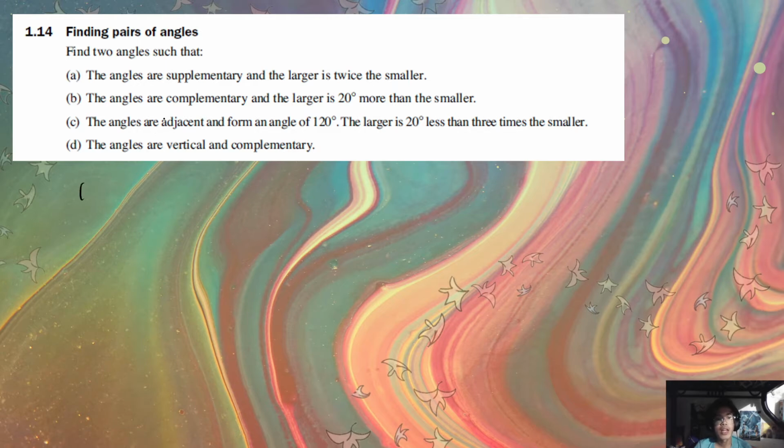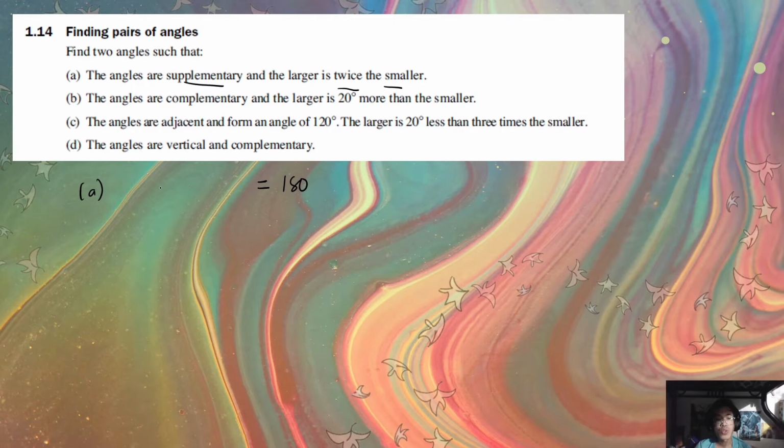For the first one, find two angles such that for letter A, the angles are supplementary and the larger is twice the smaller. Your first clue here would be that the angles are supplementary. Now, if the angles are supplementary, what does that mean? That means the sum of the two angles should be 180 degrees. So we can already write here on the right side of the equation 180. And then we have some clues here. And the larger is twice the smaller.